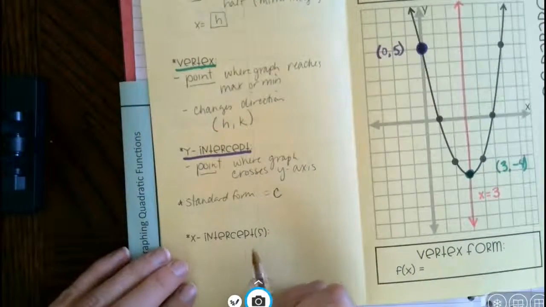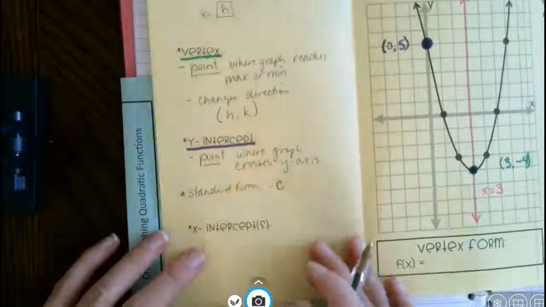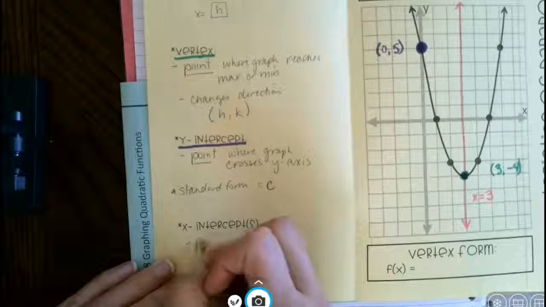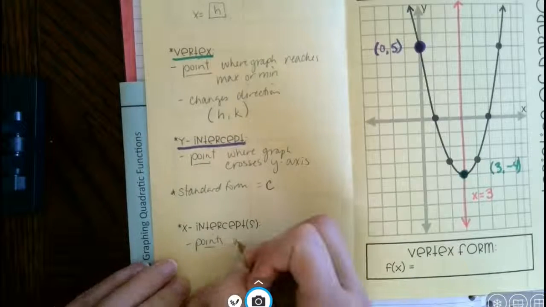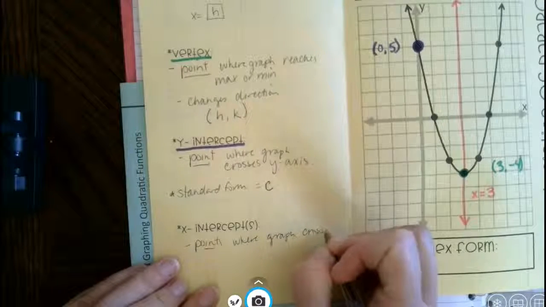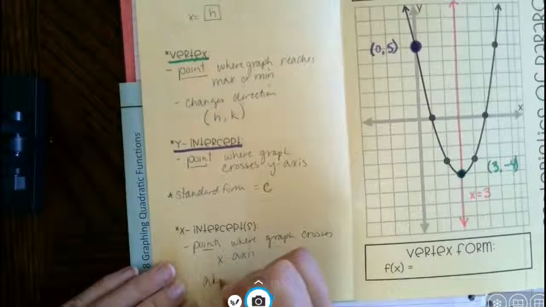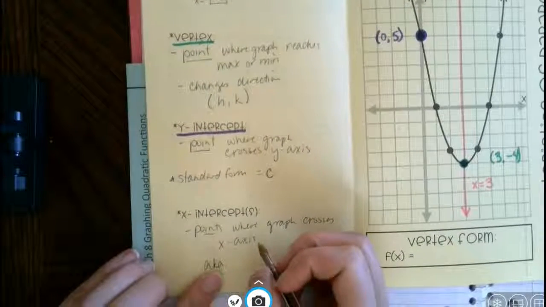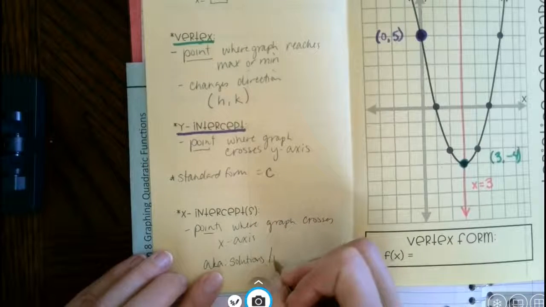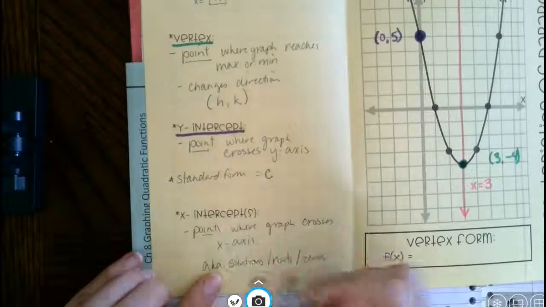So now let's finally look at our x-intercepts. And generally, most of the time we'll have 2, but it is possible to just have 1. So the x-intercept or intercepts are the points where the graph crosses the x-axis. These can also be known as, these are the things that we've been finding, solutions, or roots, or zeros. All of these things mean the same thing.